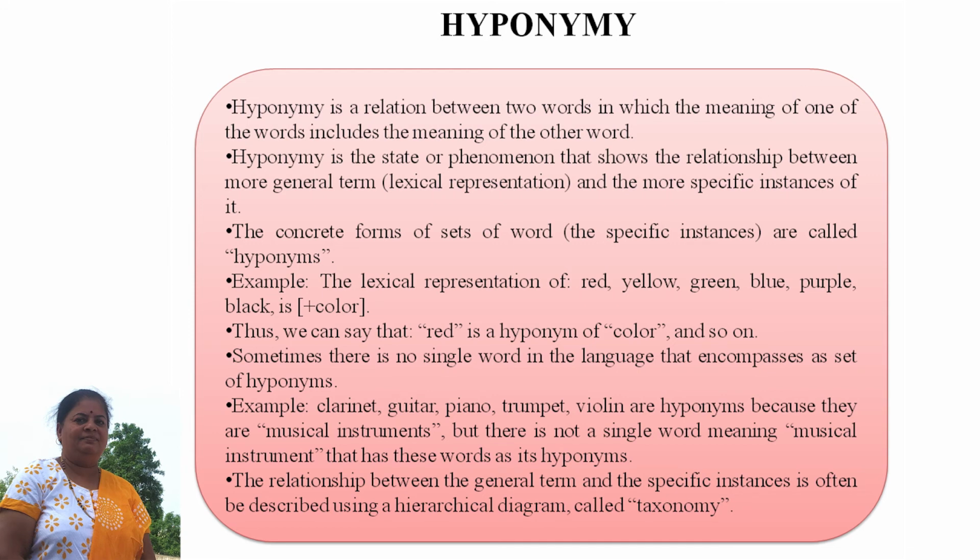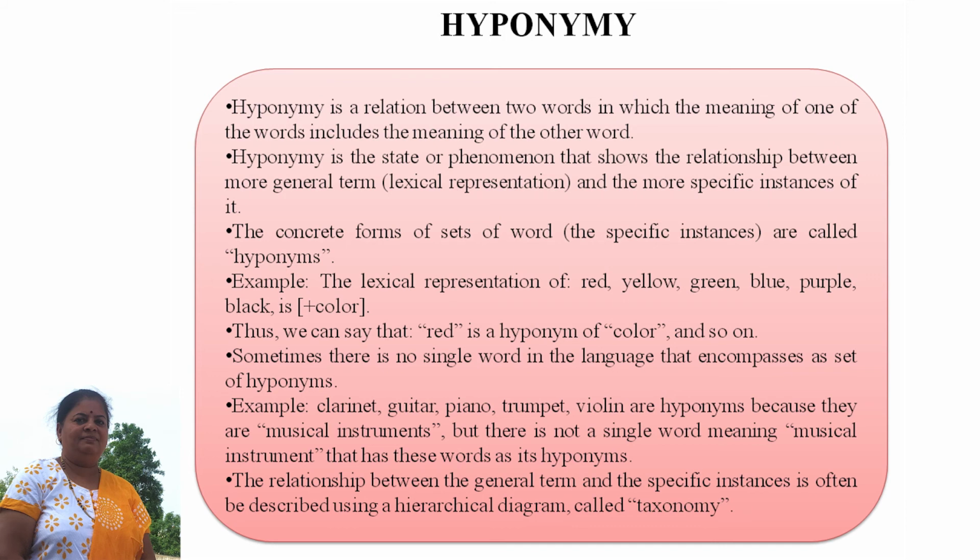The concrete forms of a set of words, that is the specific instances, are called hyponyms. For example, the lexical representation of red, yellow, green, blue, purple, black is color. Thus, we can say that red is a hyponym of color and so on.